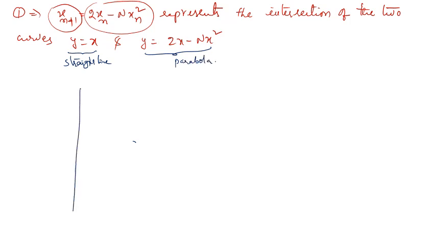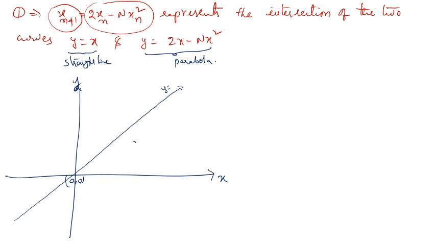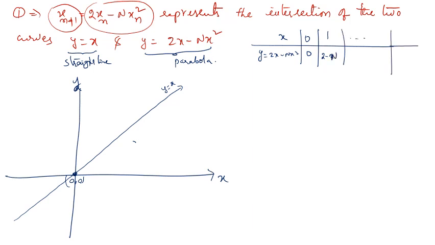Now let me draw the graph. This is x-axis and this is y-axis, and this is origin 0, 0. And y equal to x is a straight line passing through origin. This is y equal to x line. And coming to draw the parabola, let me consider a table, just a rough table, 2x minus nx square. When x equal to 0, y equal to 0, means again this point. When x equal to 1, this is 2 minus n, and so on. Again y will be 0 when x equal to 2 by n.